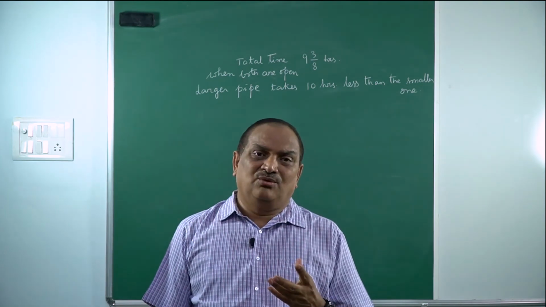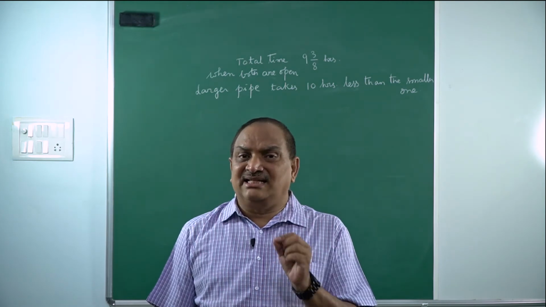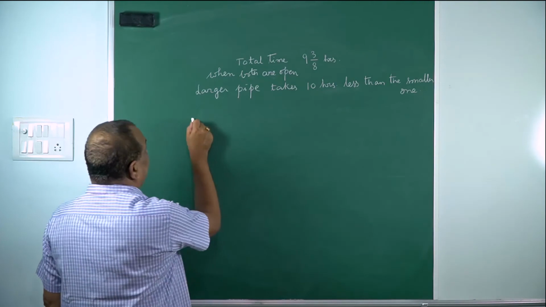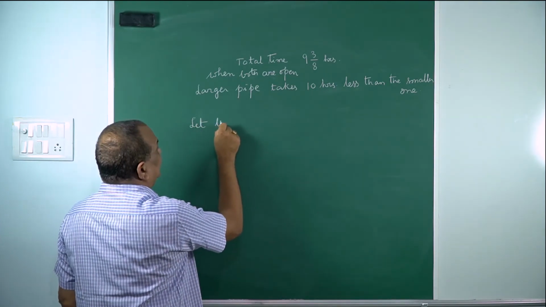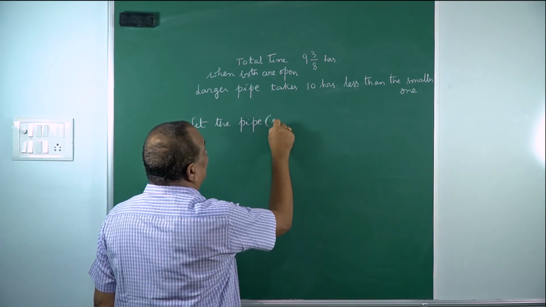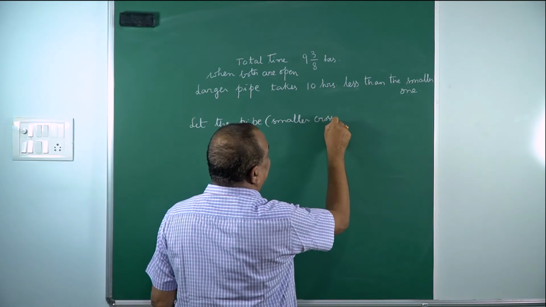Let us say now the one with the smaller cross section takes x hours to fill the tank. Okay, we start with that. Let the pipe, smaller one, smaller cross section.